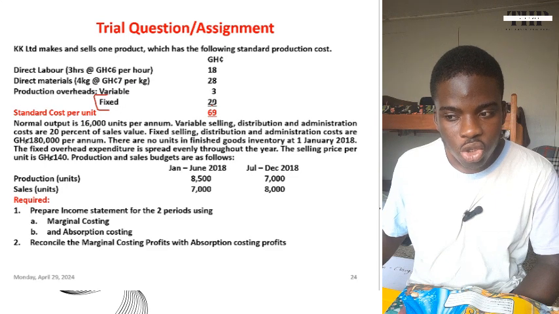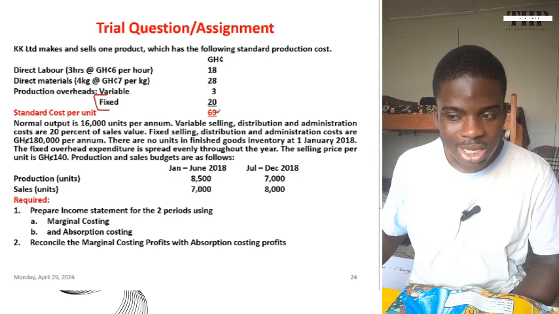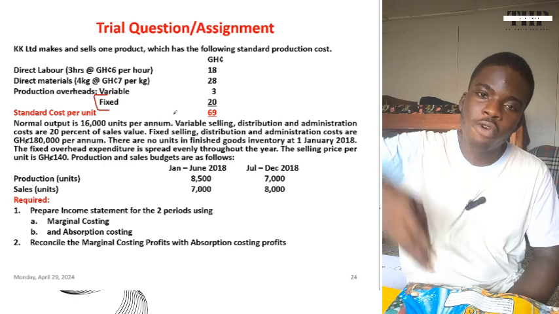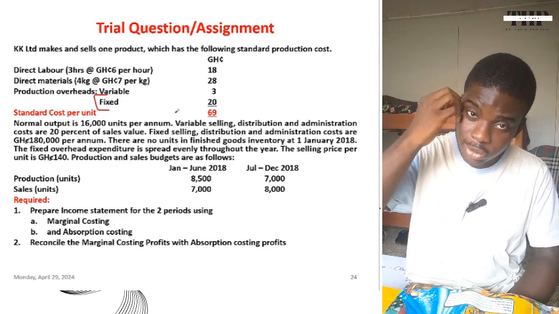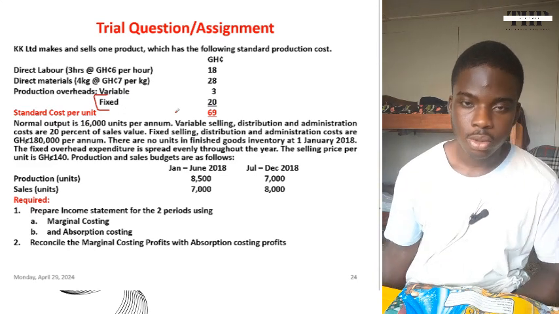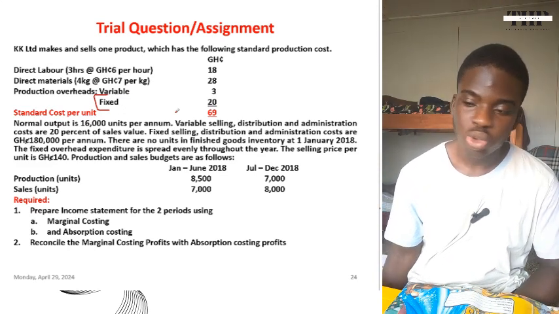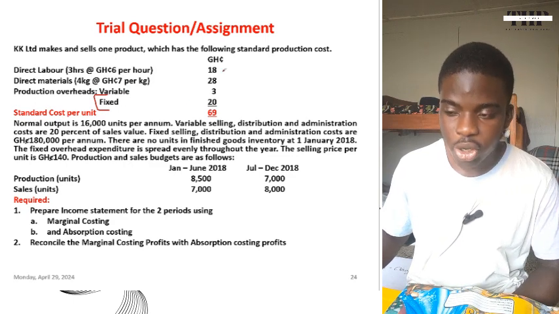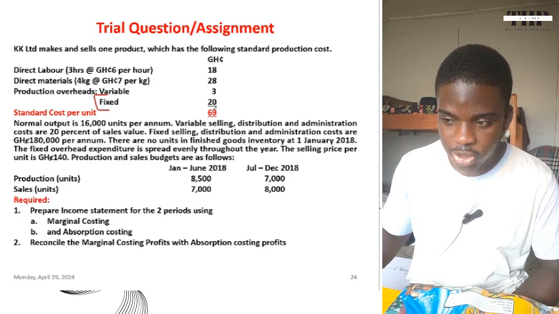Now, this standard cost per unit is for absorption costing. So the absorption cost will be 69 Ghana cedis per unit. For marginal costing, it will be different. For marginal costing, you just subtract the fixed cost per unit. So you just subtract the 20 to get the marginal cost. It will be 69 minus 20, and the answer will be 49.